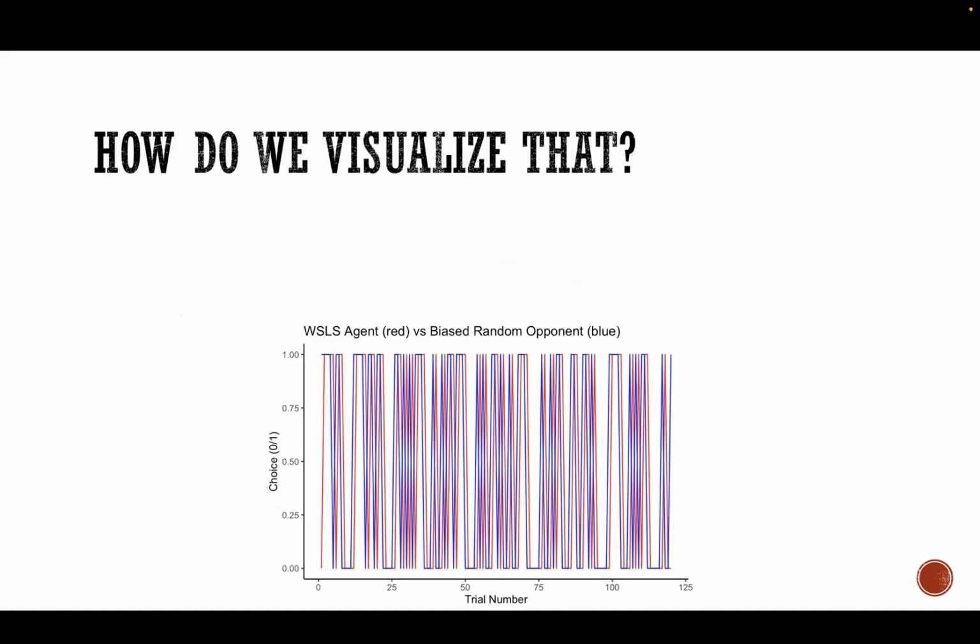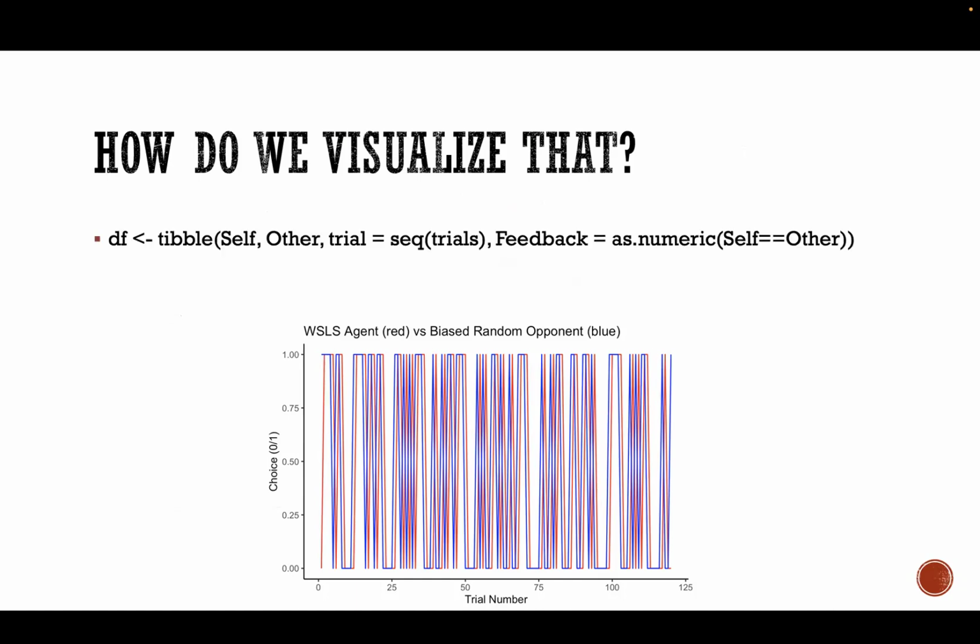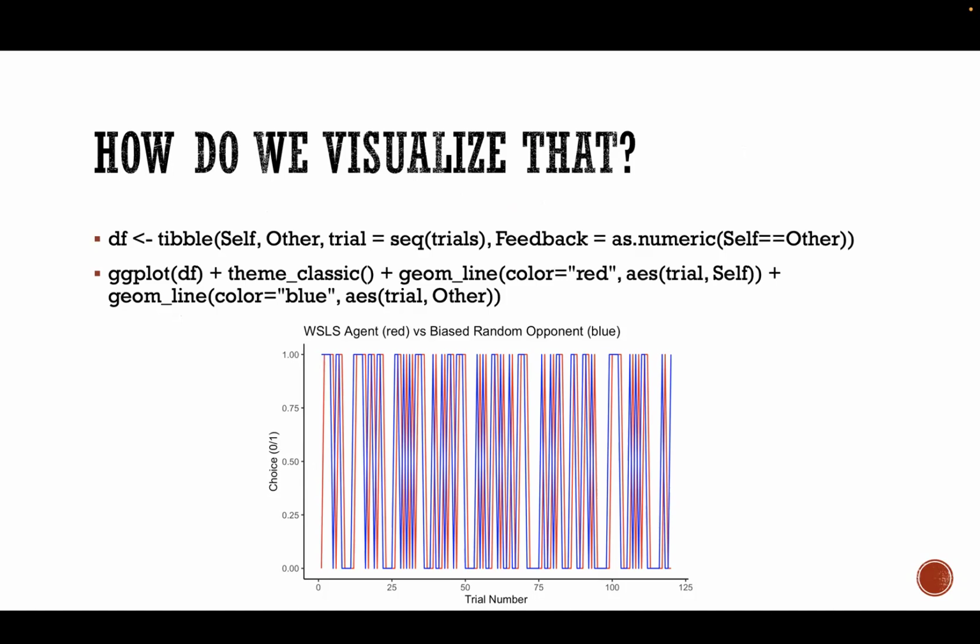And then we visualize it as before, but we use 2 colors, one for the biased random opponent, which is in blue, and one for the Win-Stay-Lose-Shift agent, which is in red. And if you squint very hard, you can see that the red is basically following one step after the biased agent, which is what we expected it to do, right? What we programmed it to do. And here was just the code, right? Creating the table and the ggplot. So I messed up the animation.